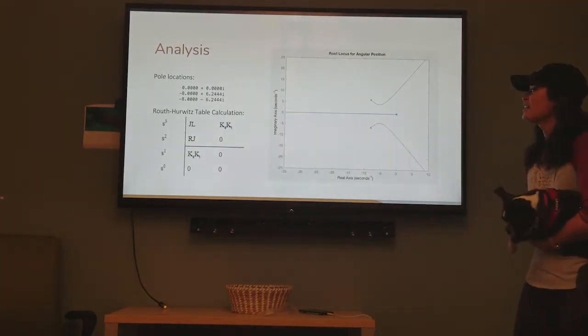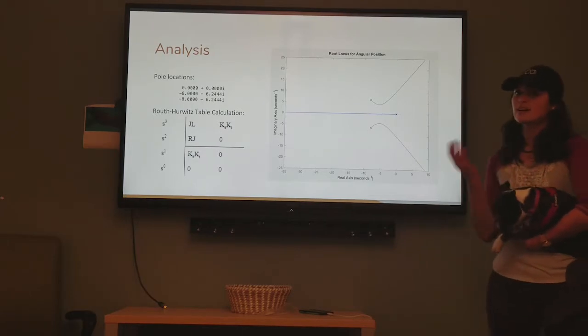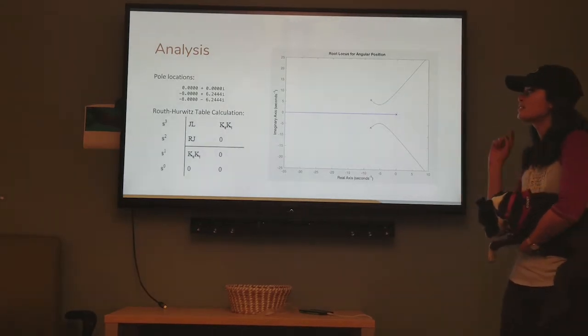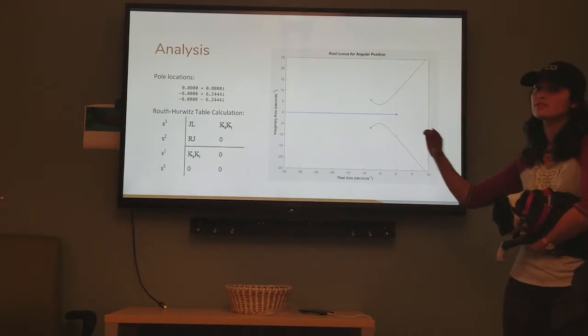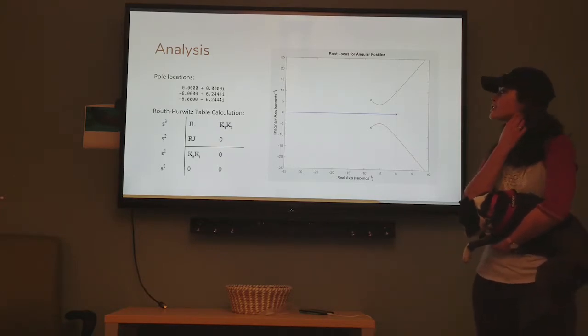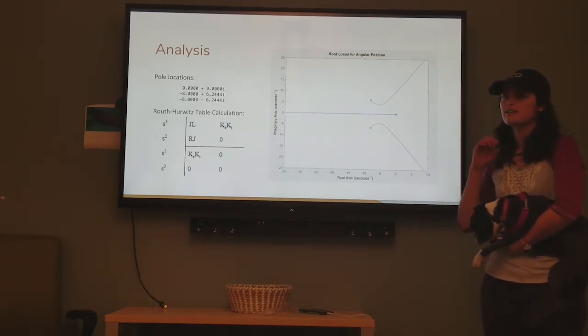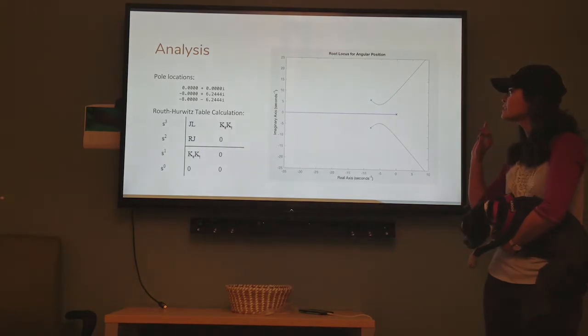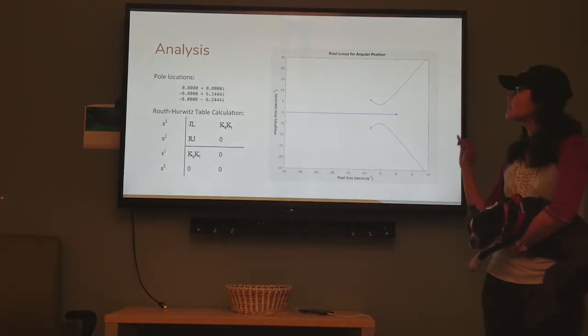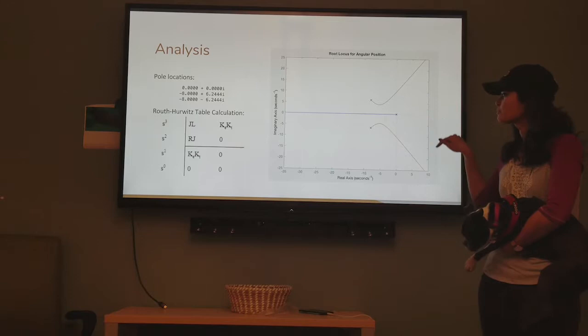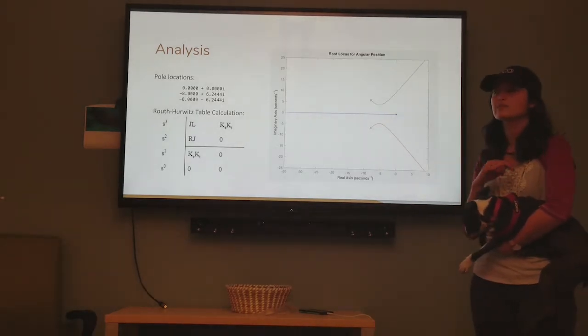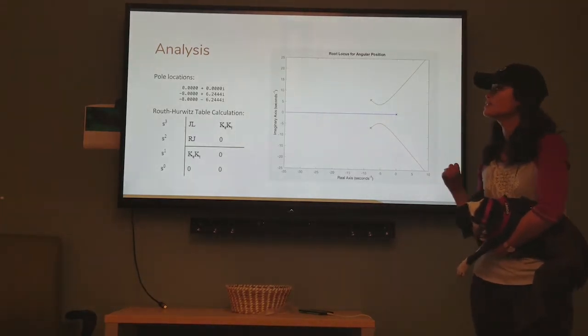And so, making sure that our system was stable, we did the pole locations, and as you can see, all of the pole locations are either at the origin or on the left-hand side of the plane. We need to be careful when we're adjusting our system, however, because if we increase the gain too much, then the poles will end up in the right-hand plane, which will then make our system unstable.